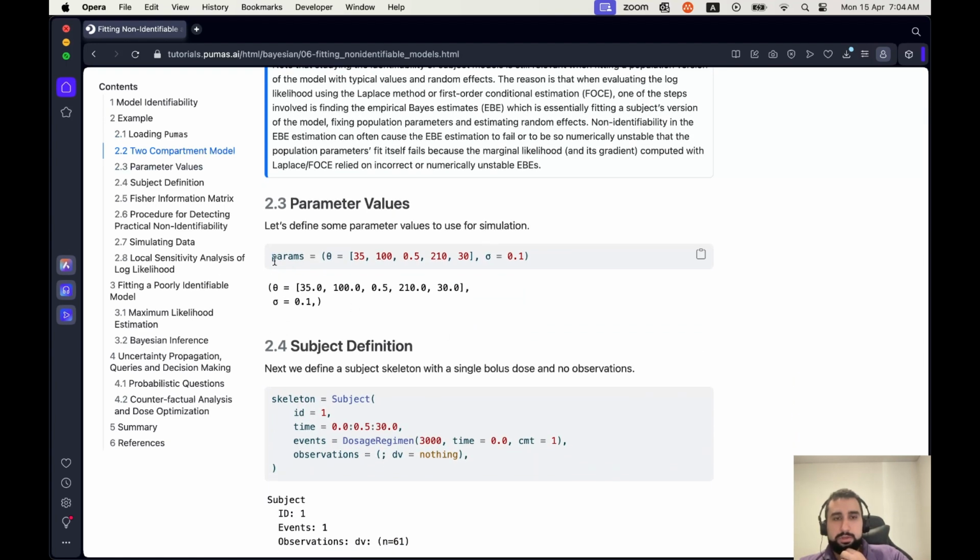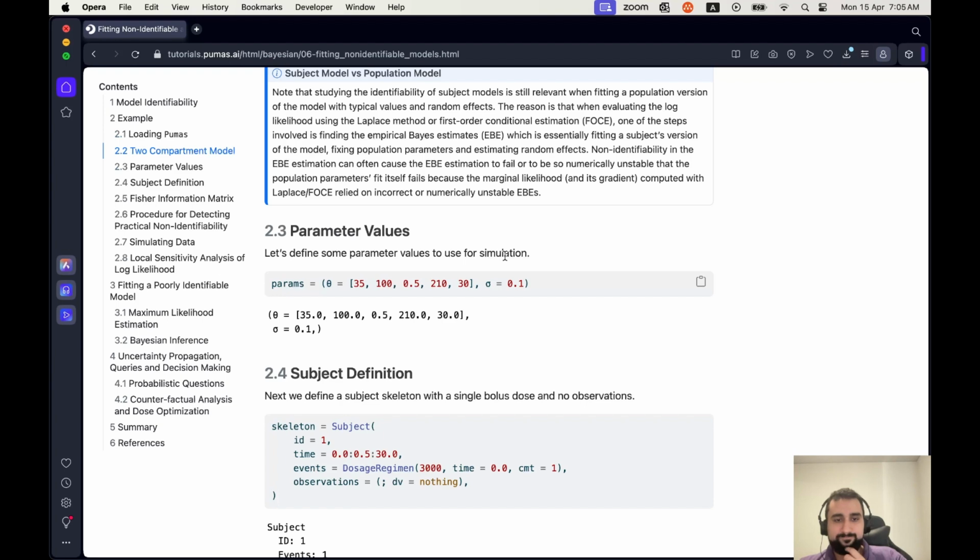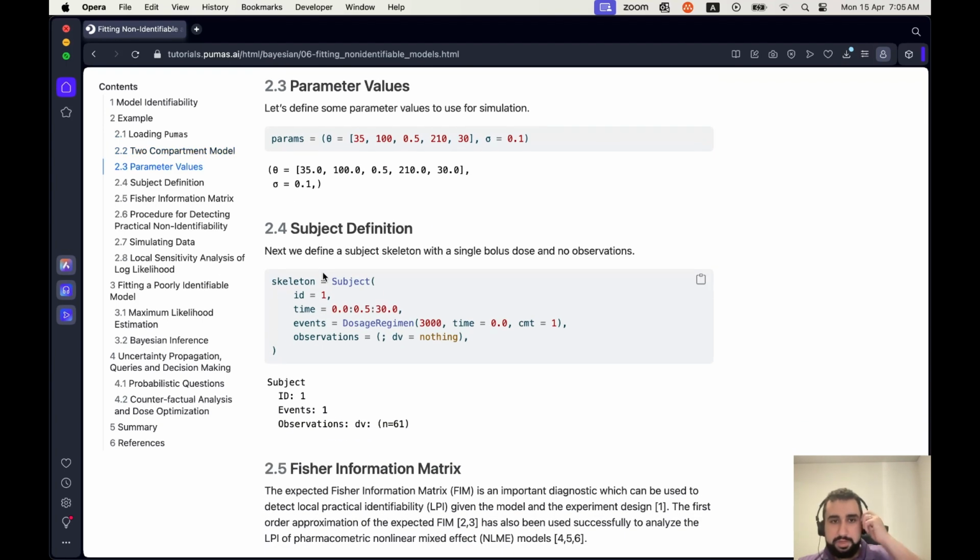But moving on, we're going to define some parameters here. These are assumed to be the data generating parameters. That's our theta vector, and this is our standard deviation in the proportional error model. Next, we define what we call a subject in Pumas. A subject in Pumas is used for multiple purposes. In this particular case, we're using it for simulation, because we want to generate a synthetic subject. But we're also using it to compute something called the Fisher information matrix, which we'll cover next.